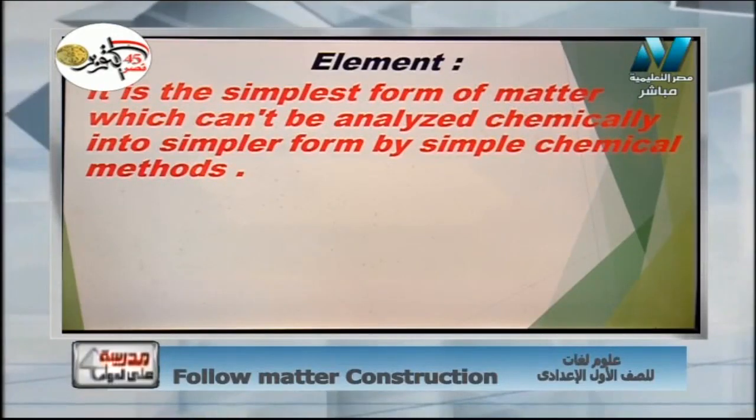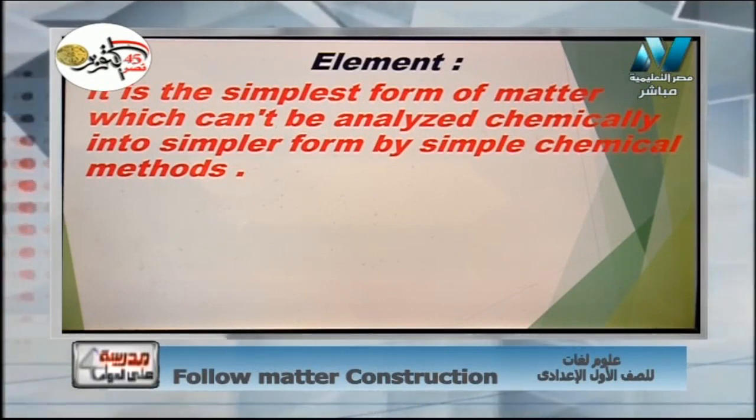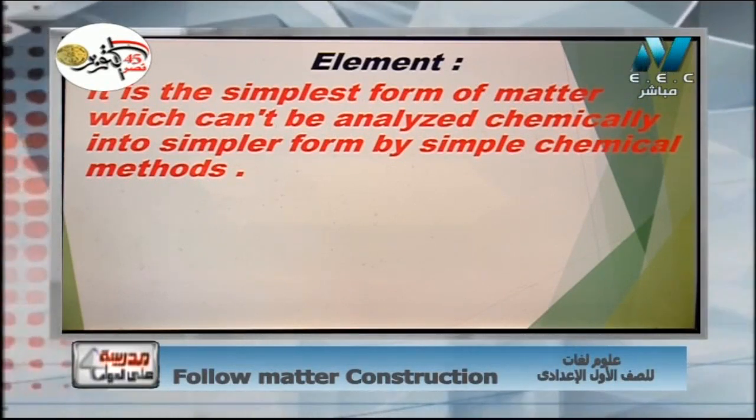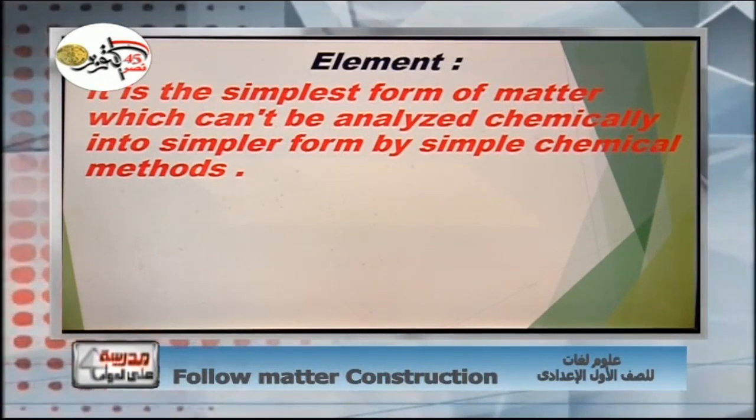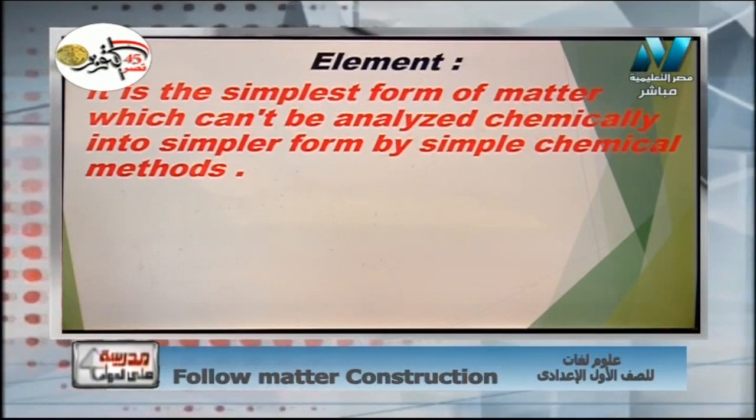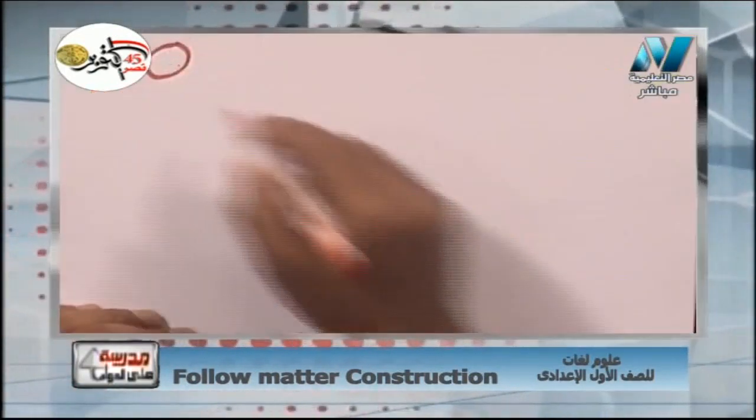And I believe that iron key is also what? Matter. Iron key is matter, door is matter, but the difference is iron key is the simplest form of matter and can't be analyzed into different substances. So again, element, it is the simplest form of matter which can't be analyzed chemically into simpler forms by simple chemical methods.